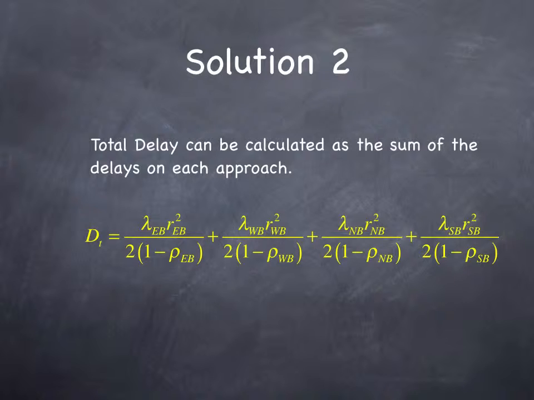So, the total delay can be calculated as the sum of the delays on each approach. You'll recall that the delay on each approach is the lambda, or the arrival rate on that approach, multiplied by the red time squared, divided by 2 times 1 minus the rho, or the intensity of that movement. Now we have 4 movements, so we have 4 delays that we have to add together.